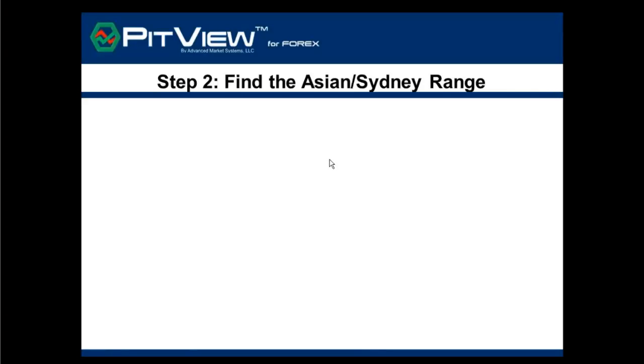Find the Asian or Sydney range. I call this the Austrasian range. So step one, we just want to get an idea of what the range is. How many pips can we expect the Euro-dollar to move in a 24-hour period? Step two is we want to find what the Asian range is.